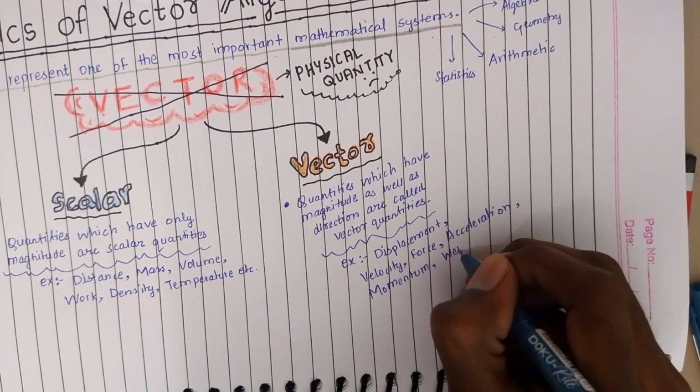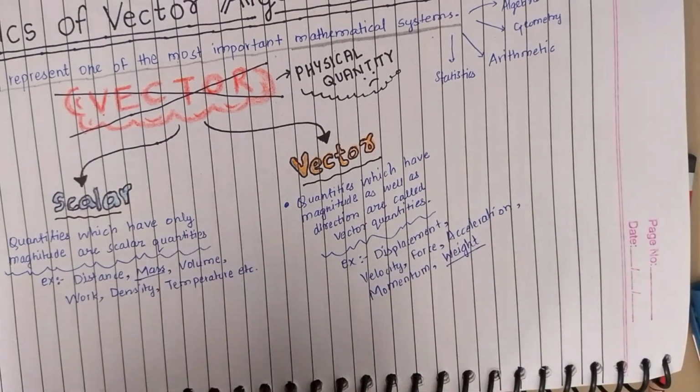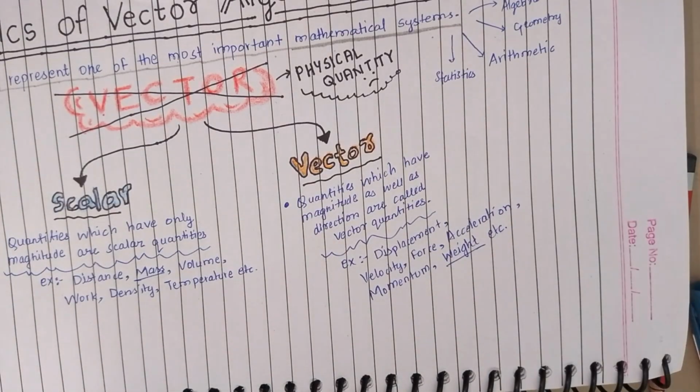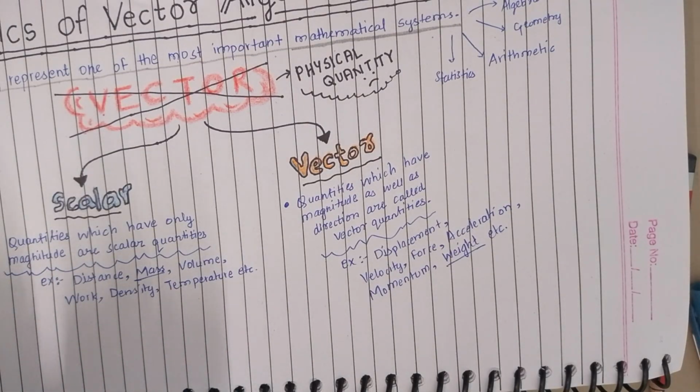Some of you might be wondering what is weight and what is mass. Mass is something which doesn't change, but weight is something that changes with respect to gravity. In space, your weight can be zero if there is no gravity, but mass can never be zero. That's a solid difference between weight and mass. So these are the most prominent distinguishing features between scalar quantity and vector quantity.